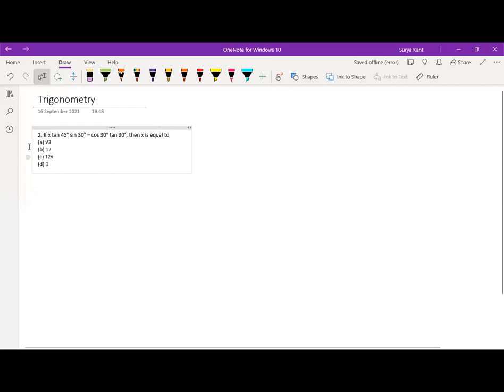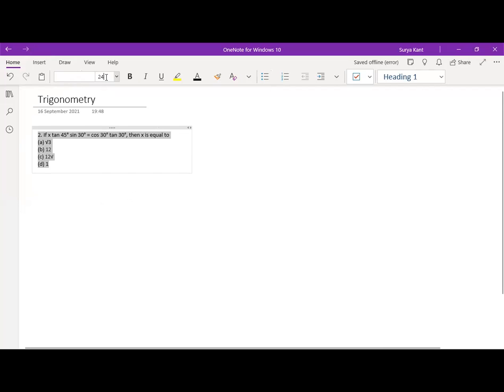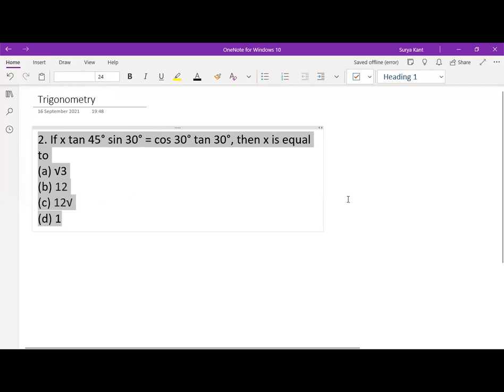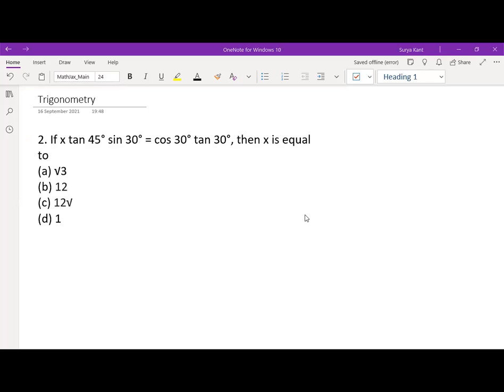First question: if x tan 45 degree sine 30 is equal to cos 30 tan 30, then what is the value of x? The options are root 3, 1 by 2, 1 by root 2, and 1. Which is the correct answer?